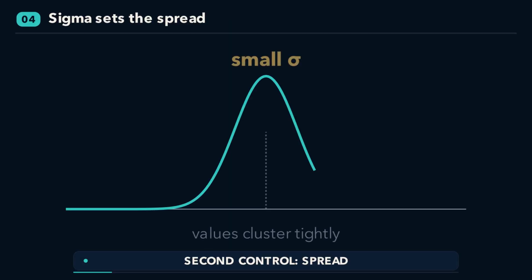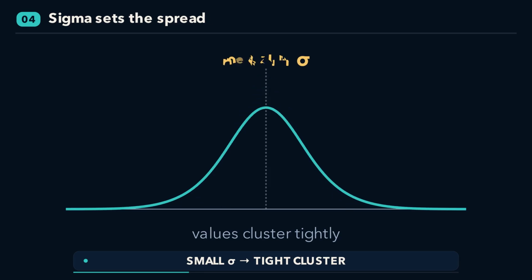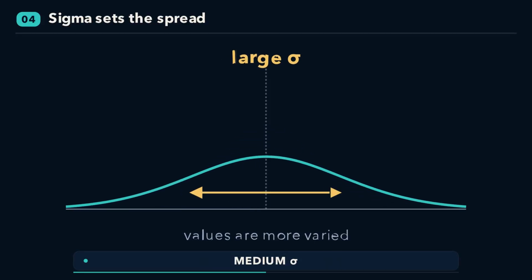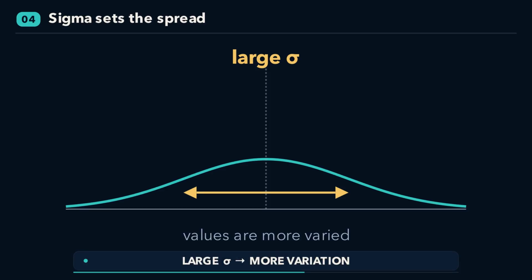The second control is spread. It is labeled sigma, the standard deviation. When sigma is small, measurements cluster tightly around the mean. The curve becomes narrow and tall. When sigma is large, measurements are more varied. The curve becomes wide and low. Notice the trade-off. Spreading the same total probability across more space forces the peak downward.